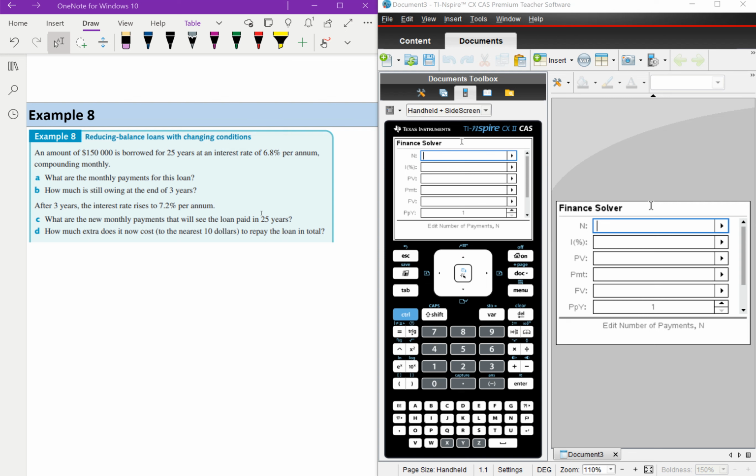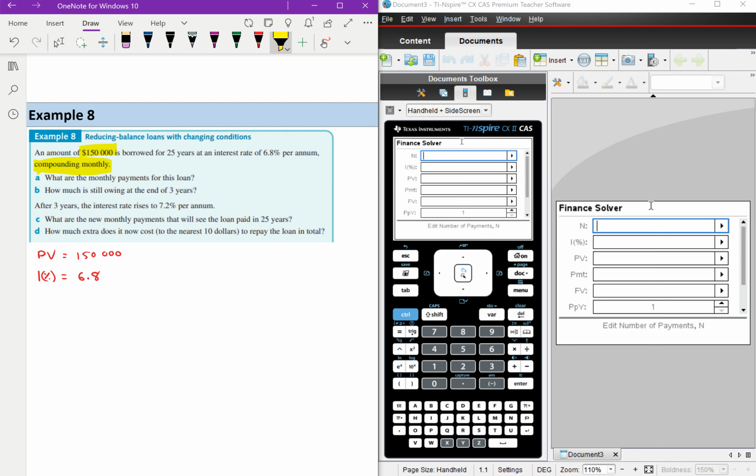So here we go. We've got an amount that we're borrowing, which is $150,000. So I'm going to start off with present value. I'm borrowing $150,000 to begin with. And I'm borrowing for 25 years, okay, at an interest rate, so I% is equal to 6.8. That's the rate per annum. And now notice again, it's compounding monthly.